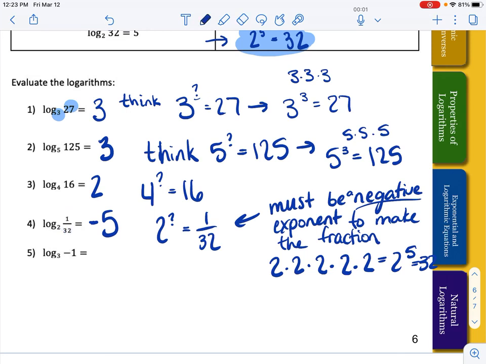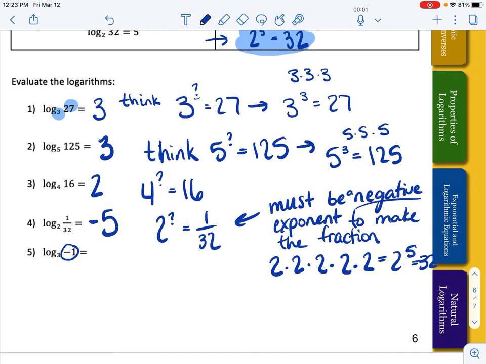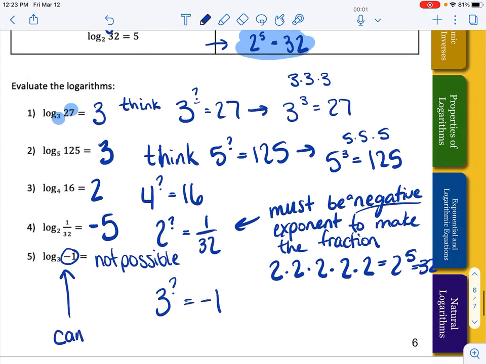And lastly, can we even get a negative number here? This would be like 3 to what power is equal to negative 1. That's actually not possible. We can't have a negative in that position.